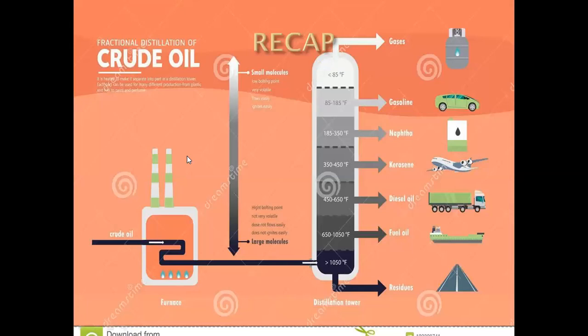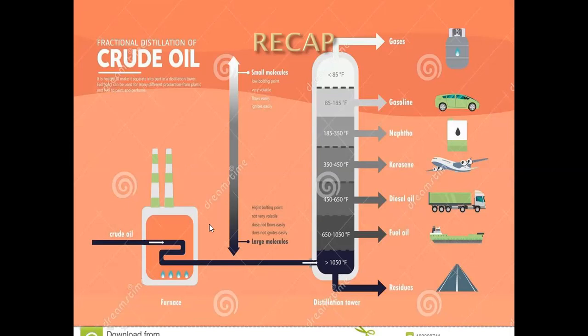This diagram shows the recap of fractional distillation. In simple distillation, only a single solvent is separated from the solution. Fractional distillation is used to separate more than one liquid component from a solution. For example, we can obtain different types of oil from crude oil. How? Crude oil can be separated into different types of oil by using fractional distillation.